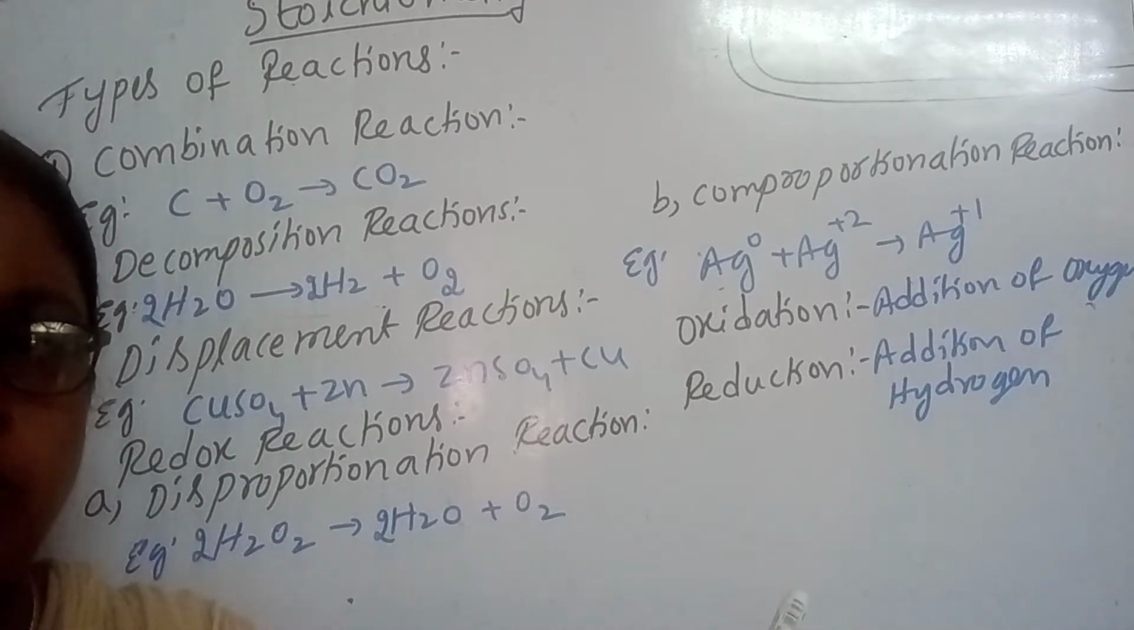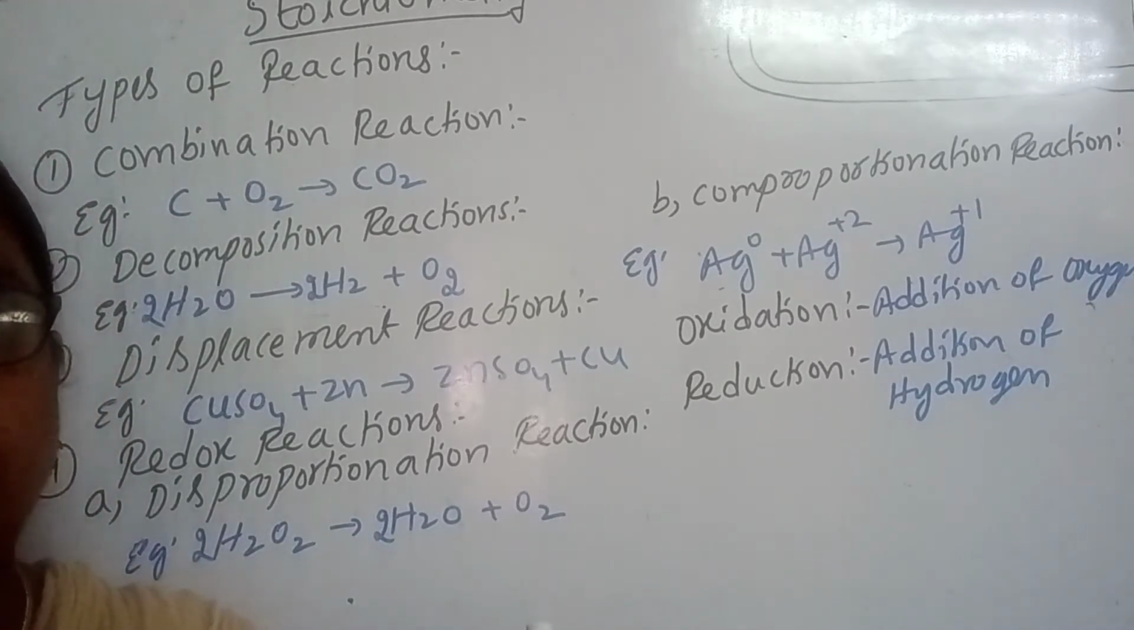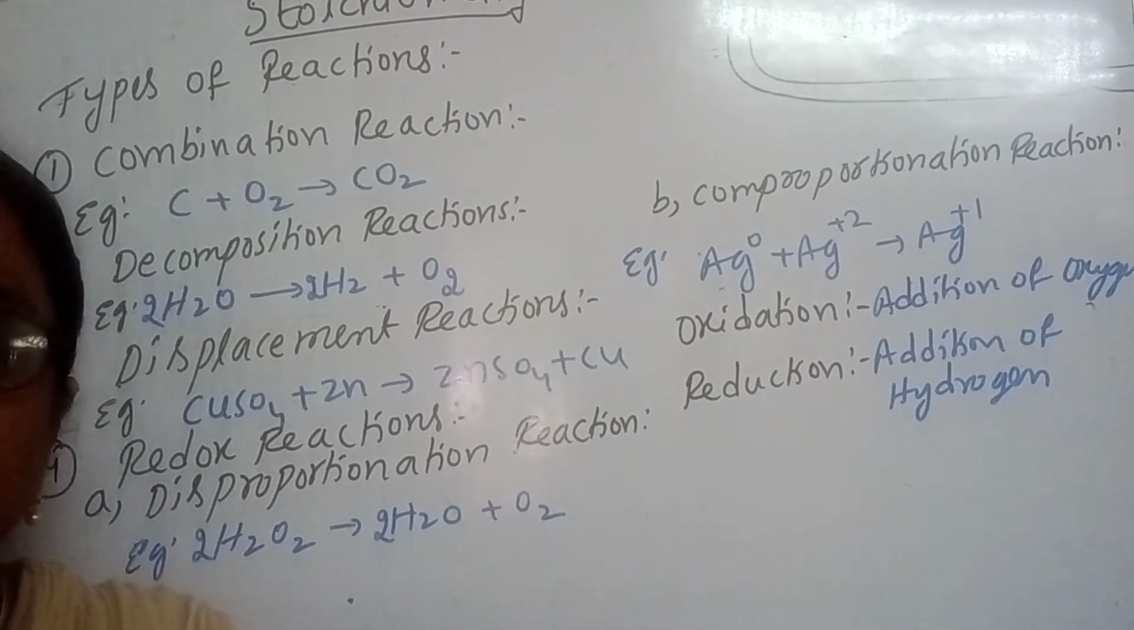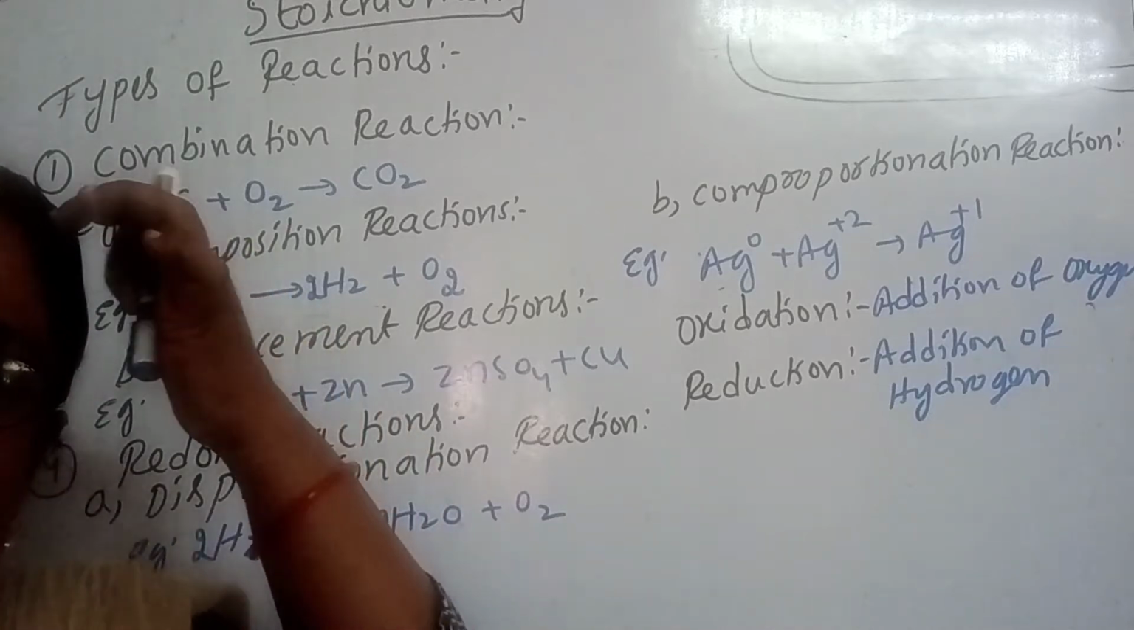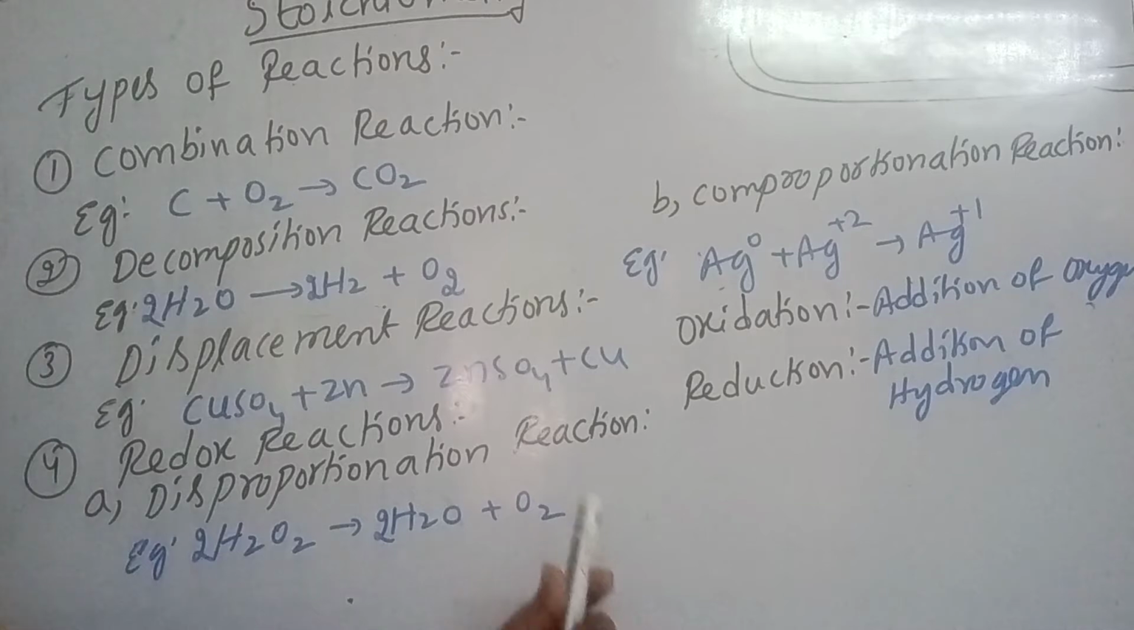Opposite to oxidation: addition of hydrogen or removal of oxygen, or gaining of electrons, or decrease in oxidation state. A decrease in oxidation state from the reactant side to the product side is called what here? Reduction.